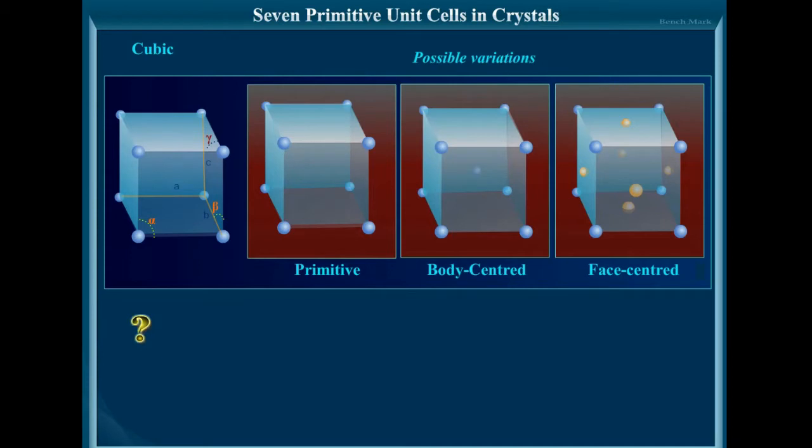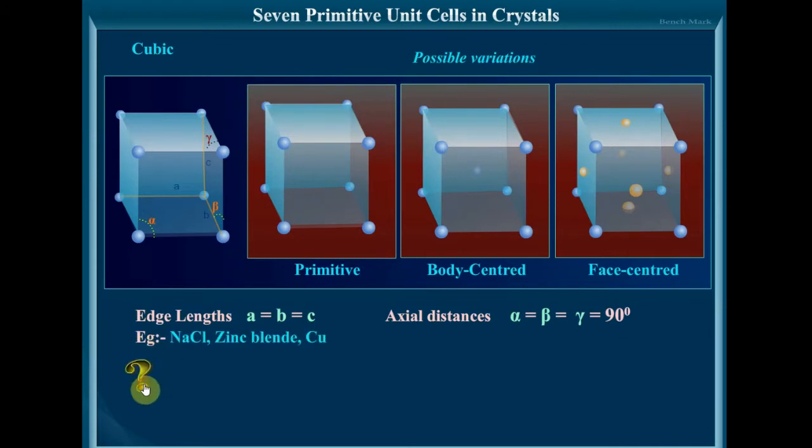In cubic type, the axial distances are A is equal to B is equal to C, and the axial angles are alpha is equal to beta is equal to gamma is equal to 90 degree. The various possible types of unit cell in this crystal class is 3: primitive, body centered, and face centered. End centered is not there in this one. Examples are sodium chloride, zinc blende, copper, etc.